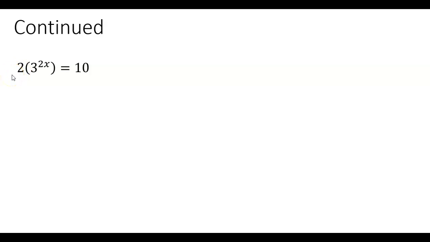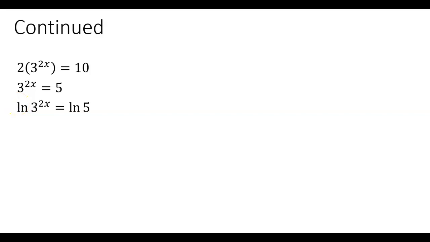The easiest way to do that is just divide both sides by 2. If we do that, 10 divided by 2 is going to be 5, so we'll just get 3 to the 2x is equal to 5. Now, again, we have that variable in the exponent position, so taking a log of both sides is a good idea. Again, I use natural log.